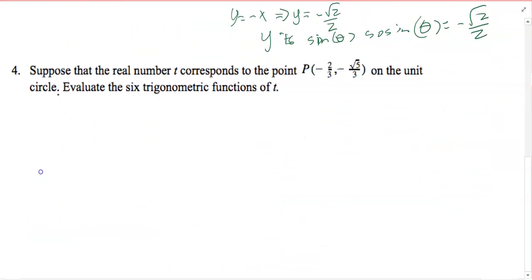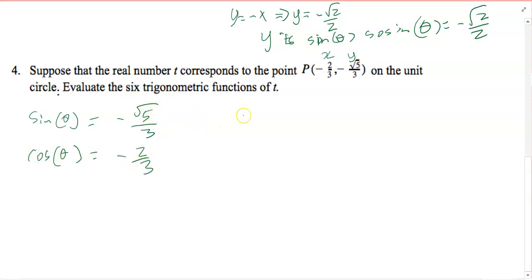Okay, next question. Suppose a real number t corresponds to the point P, negative 2/3 and negative root 5 over 3 on the unit circle. So our x value is negative 2/3 and our y value would be negative radical 5 over 3. 6 trig functions, let's do it. Sine of theta is our y value, so that's negative root 5 over 3. Cosine of theta, so x value, which is negative 2/3.